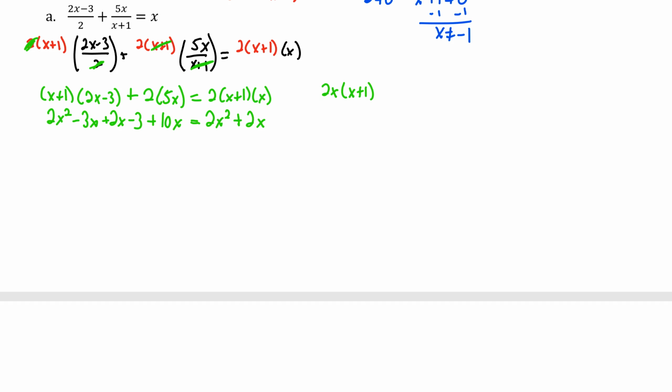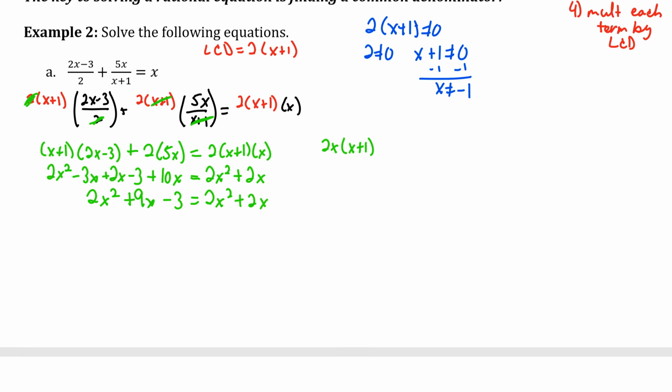Now I'm going to combine like terms on this left-hand side. So I get 2x squared. Negative 3x plus 2x gives me a negative x, plus 10x gives me a positive 9x, minus 3 is equal to 2x squared plus 2x. So we have multiplied each term by the LCD, and we've simplified.